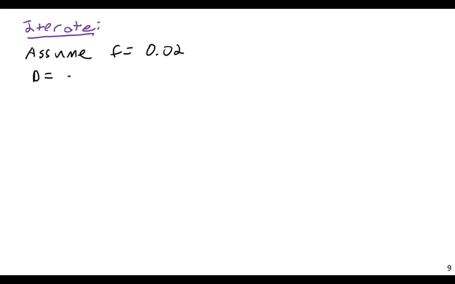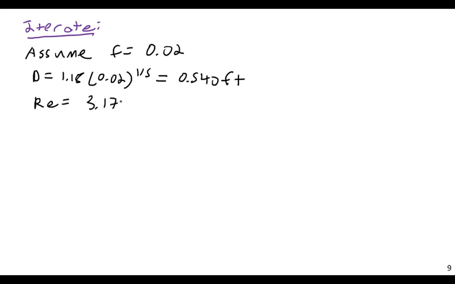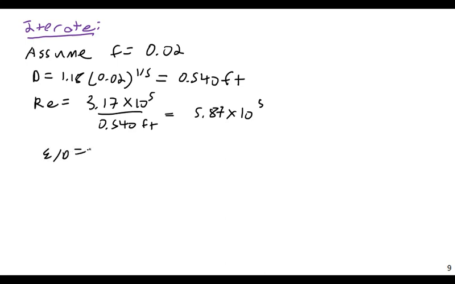So diameter is going to be equal to 1.18 times 0.02 to the 1/5 power. And if that's the case, we'll have a diameter of 0.540 feet, and we'll get that the Reynolds number is equal to 3.17 times 10 to the 5th divided by the diameter of 0.540 feet, and that comes to 5.87 times 10 to the 5th for the Reynolds number, so we are in the turbulent region if this assumption is correct. And epsilon over d is 0, no problem there.